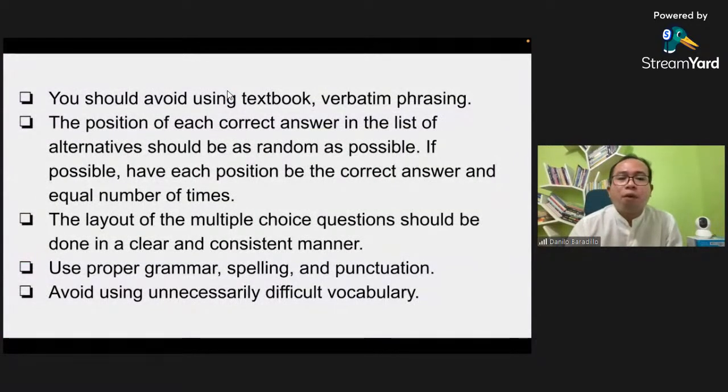Now, you should avoid using textbook verbatim phrasing. An example of this will also be given later, which you have to avoid, because that would make students practically recall whatever has been written in the book. And the position of each correct answer in the list of alternatives should be as random as possible. If possible, have each position be the correct answer an equal number of times.